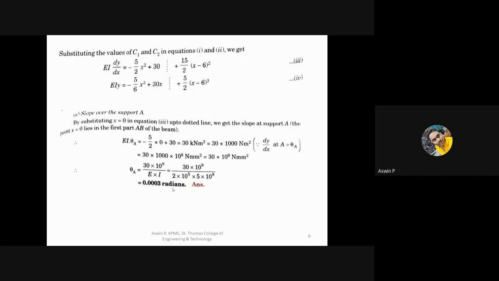You can solve theta A directly. After substituting the value of x, you will get EI theta A. From that, theta A can be found by dividing the value of EI theta A by EI.